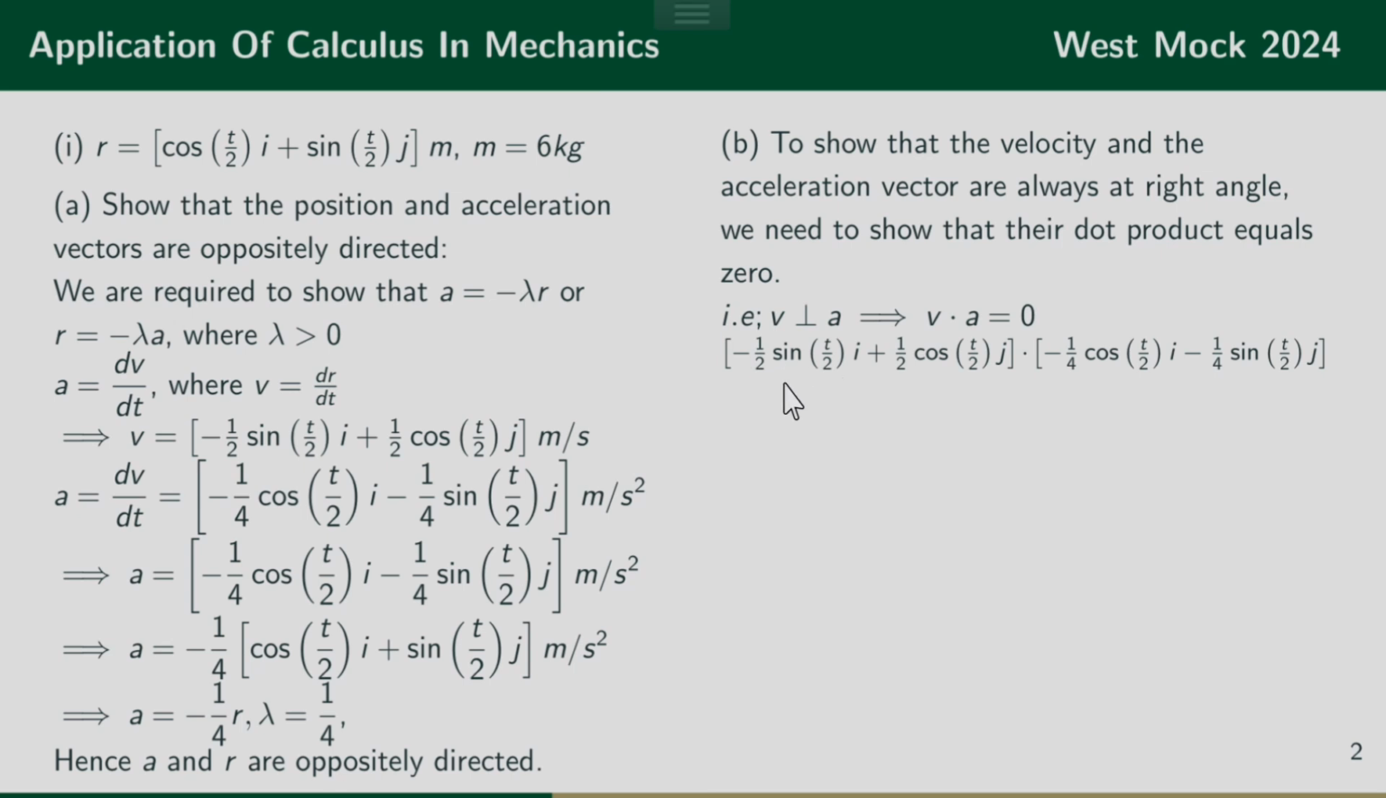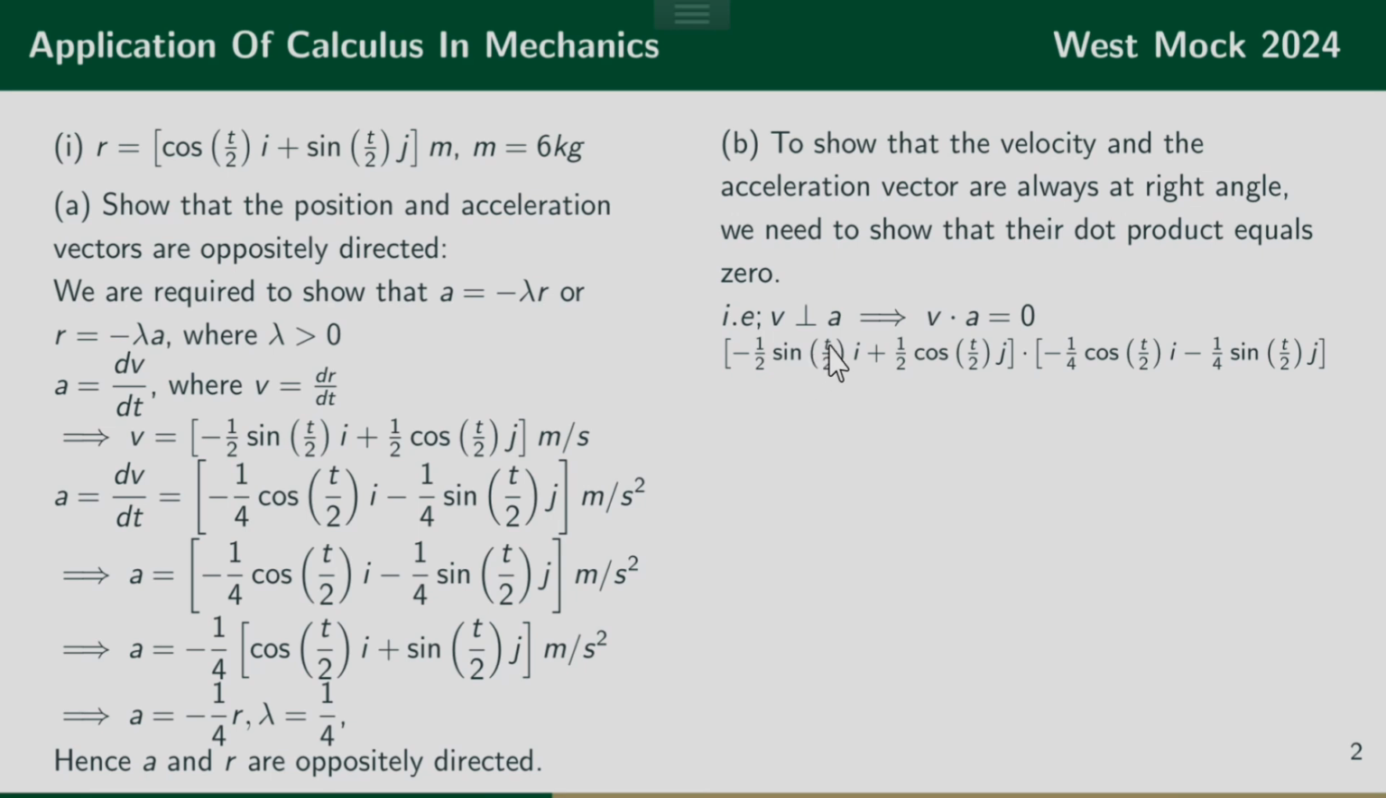So this is the expression of the velocity which I obtained from the first part. Here it is: negative half sin(t/2) i plus half cos(t/2) j, dot the acceleration vector. Here it is: negative 1/4 cos(t/2) i minus 1/4 sin(t/2) j. Now, to find the dot product of two vectors, I will essentially multiply their corresponding coefficients. So I will take the coefficient of i, multiply it with the coefficient of i in the other vector, and add it to the product of the coefficients of j of those vectors.